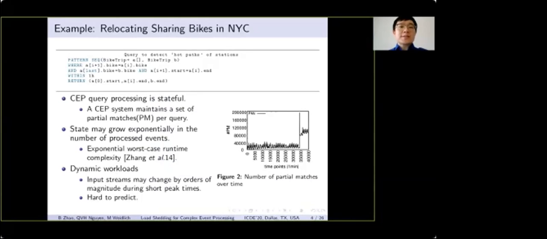CEP query processing is stateful. It maintains a set of partial matches per query. State may grow exponentially in the number of processed events. It may face dynamic workloads, where input streams may change by orders of magnitude during short peak times. As demonstrated in figure 2, this overload situation is hard to predict. This makes low latency evaluation very challenging.